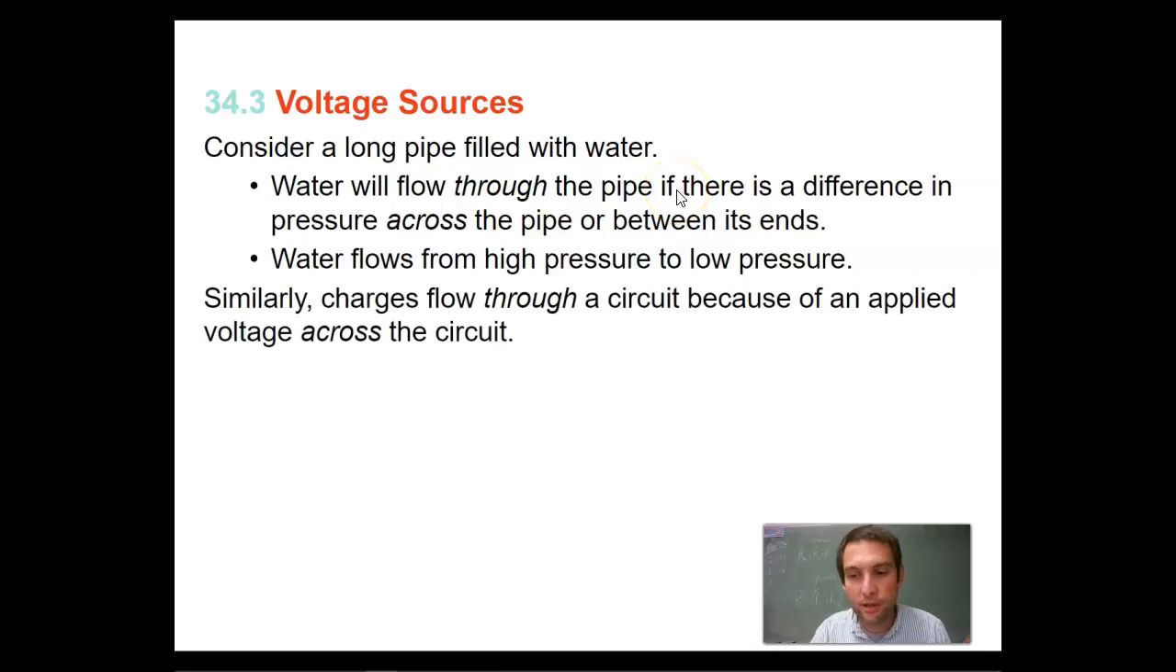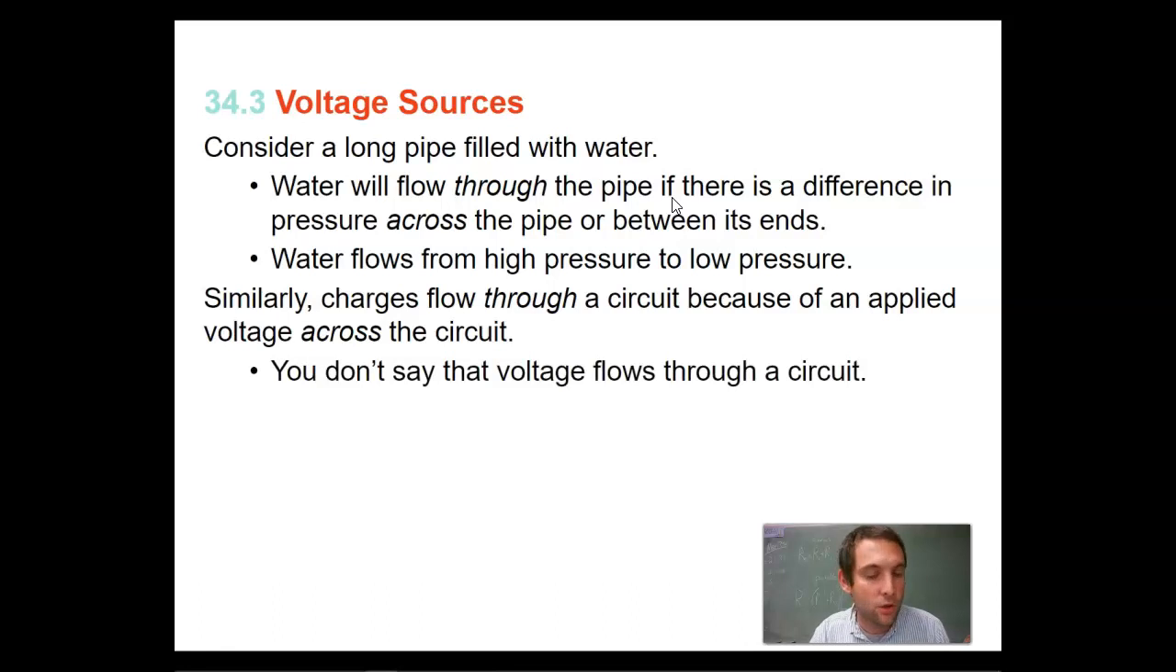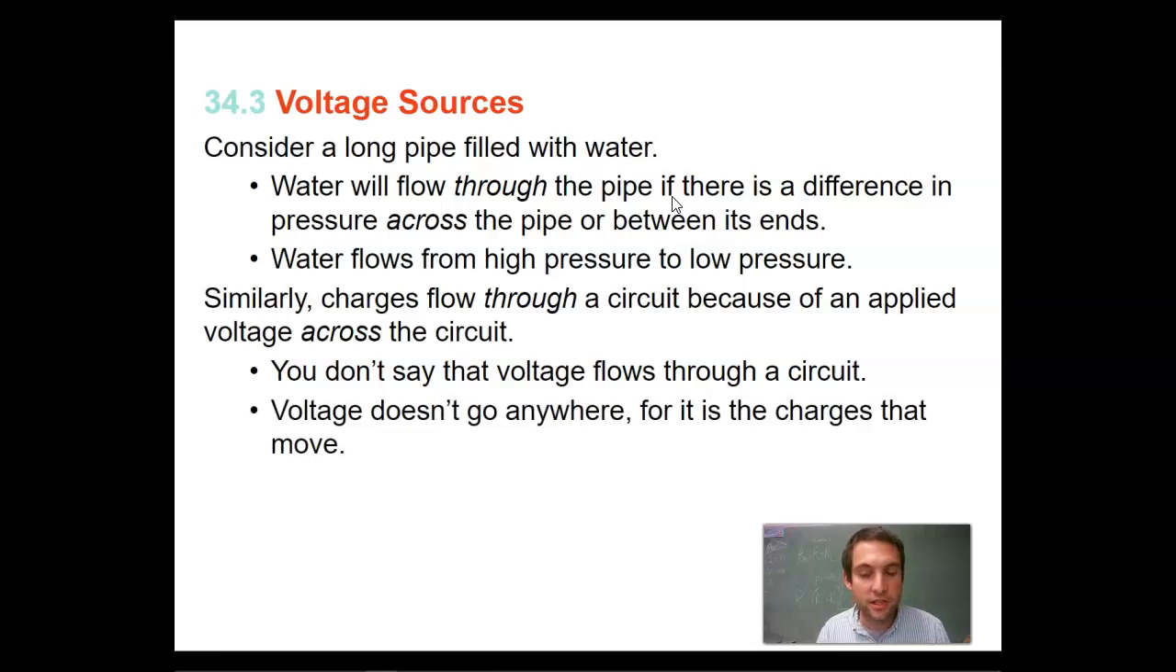Charges flow through a circuit because of an applied voltage across the circuit. You don't say that voltage flows through a circuit. Voltage doesn't go anywhere. Remember, when you're walking around the circuit, you are the charge. The charges are the only thing that move through the circuit. Voltage doesn't go anywhere, it just stays. Voltage causes current. High potential difference to the low potential difference, causes current.